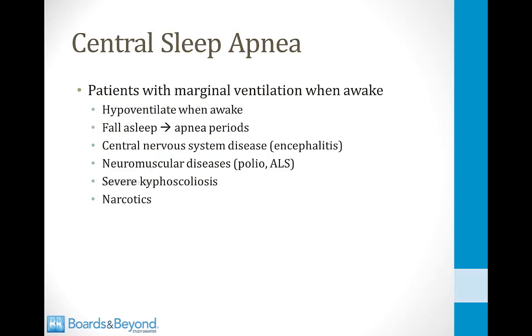Let's talk about central sleep apnea first. One scenario where this occurs is in patients who have marginal ventilation status when they're awake. So these patients are hypoventilating even when they're awake. Then when they fall asleep and their respiratory status declines slightly, which is normal with sleep, they develop periods of apnea. And this can happen to people who have central nervous system disease like encephalitis, where the brain function is depressed, patients with neuromuscular disease like polio or ALS, some patients who have a severe bend in their spine like kyphoscoliosis, and also some patients on heavy dosages of narcotics. And just remember, these patients are hypoventilating all the time, and then when they fall asleep, their ventilation rate gets so low that they have periods of apnea.